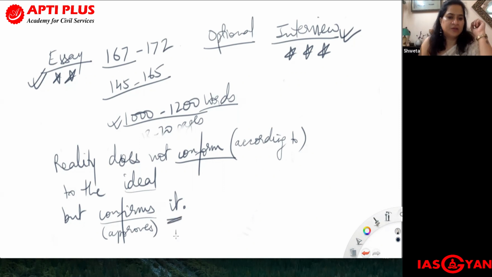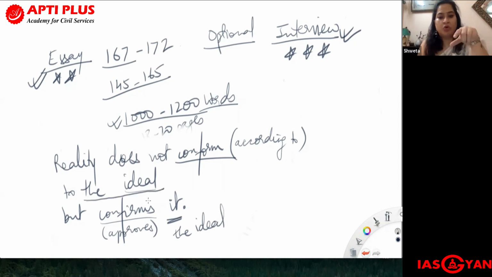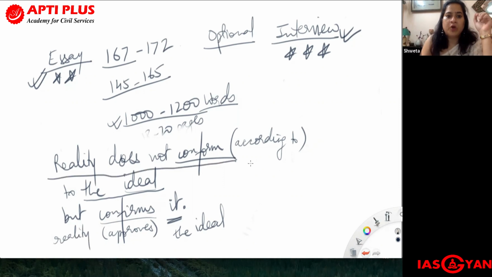Ideal के लिए. तो कौन सा? The ideal, not just any ideal. The means the pre-discussed ideal. Okay, you cannot just write down ideal. It is for ideal. No, it is the ideal. The specific ideal we are talking about earlier. सो इसको अगर ओपन करेंगे स्टेटमेंट को तो आएगा यहाँ पर रियलिटी डज नॉट कंफॉर्म और रियलिटी इज नॉट अकॉर्डिंग टू द आइडियल बट रियलिटी अप्रूव्स द आइडियल.